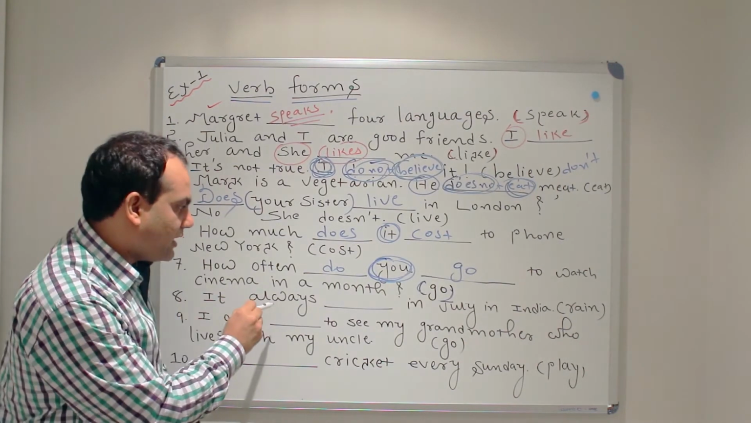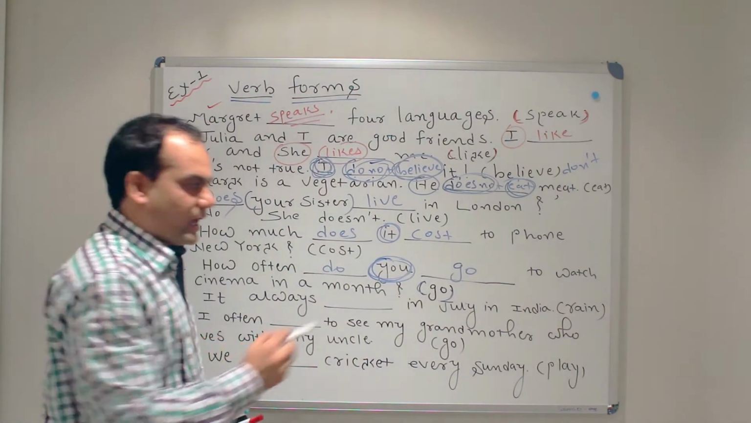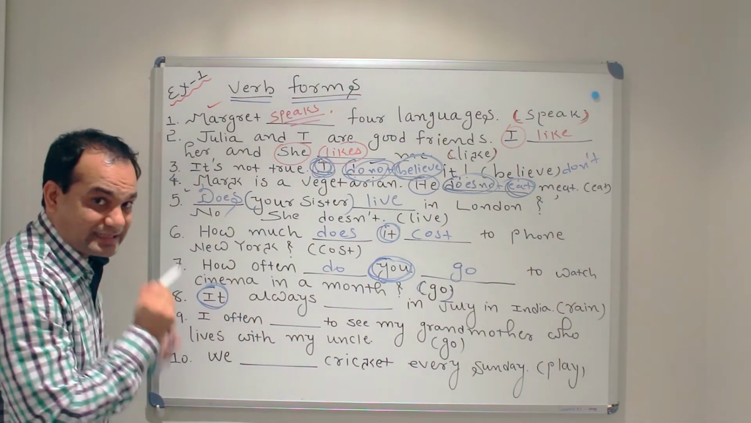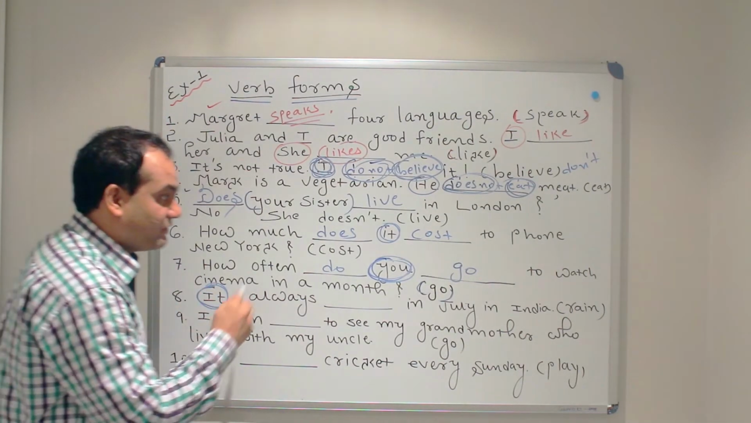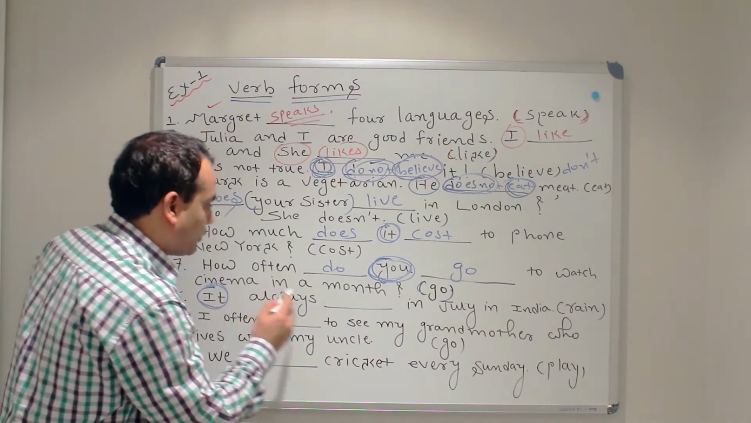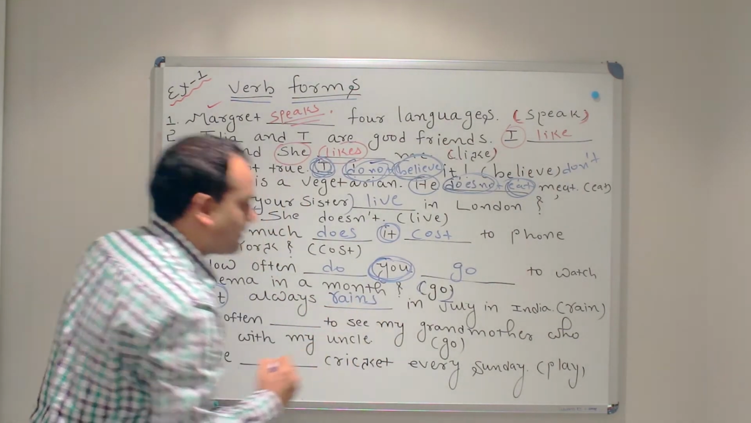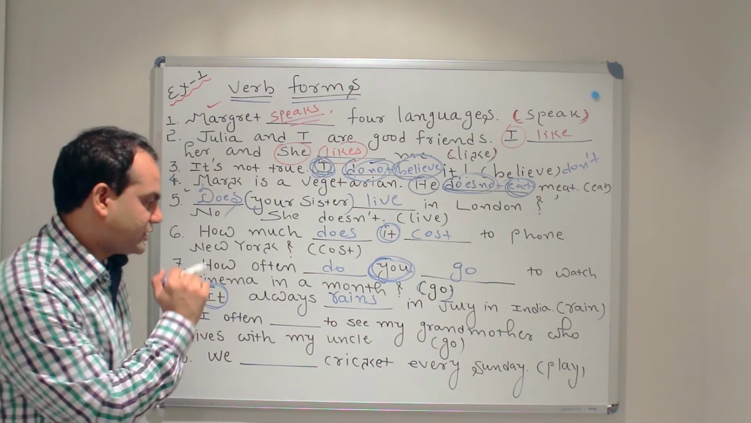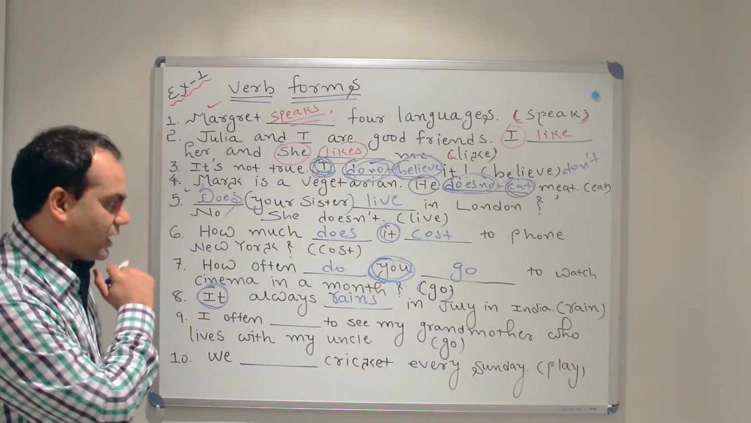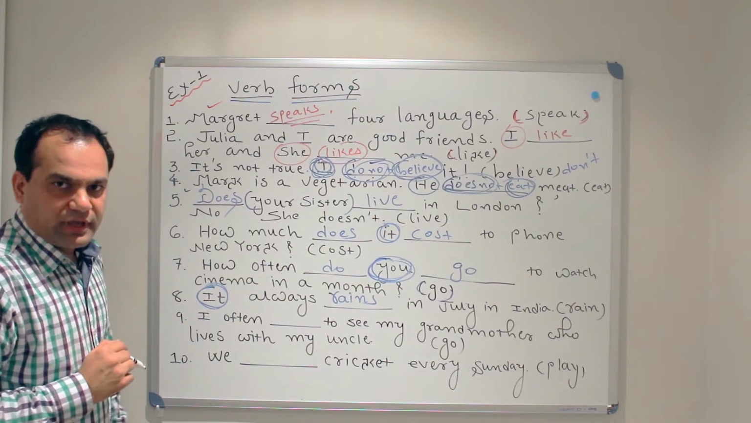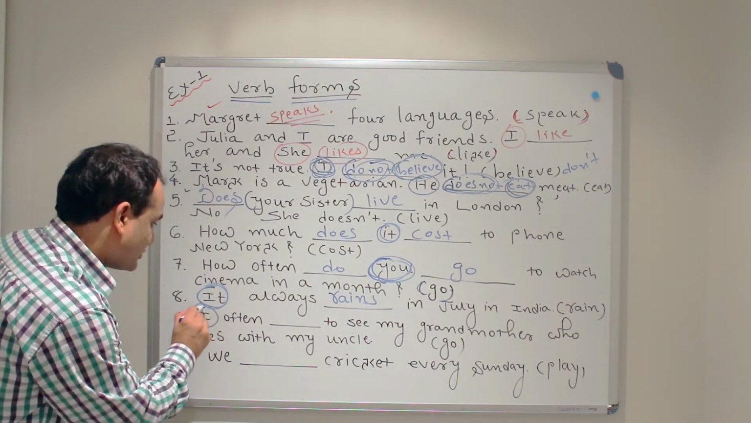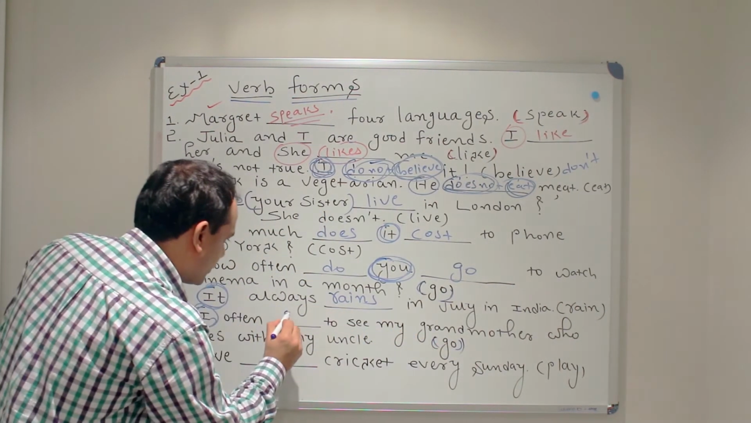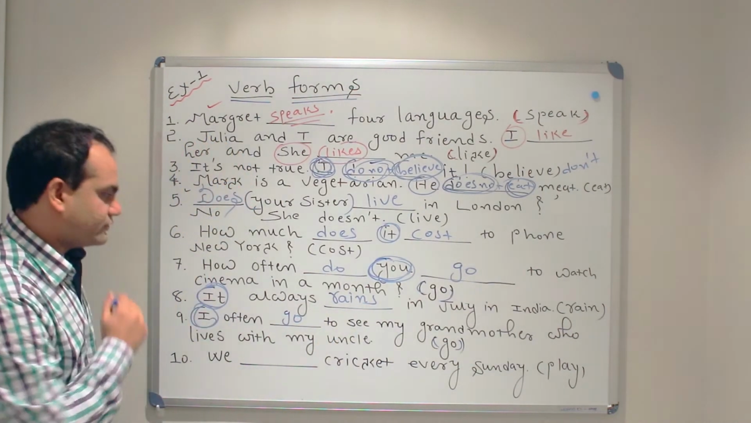Eighth one, it always dash in July in India, and the verb that we are using is rain. Since the subject of the sentence is it, which is third person singular, we will attach s or es behind the verb. So it always rains in July in India. The ninth one is I often dash to see my grandmother who lives with my uncle. The verb that we have to use is go. Since we are talking about I, which is first person singular, I will only use the main verb, which is go. I often go to see my grandmother who lives with my uncle.